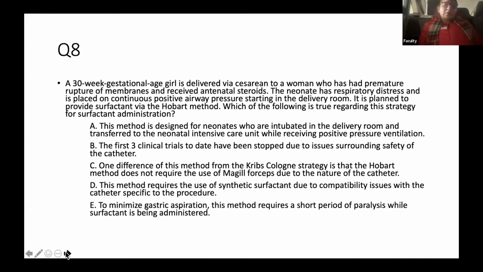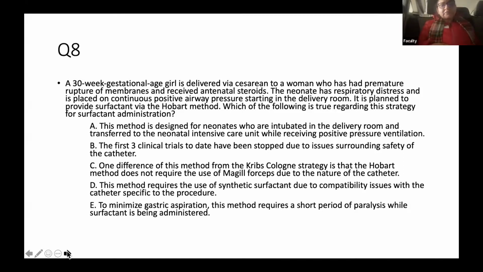Question number 8. A 30-week gestational age girl is delivered via cesarean to a woman who has had a premature rupture of membrane and received antenatal steroids. The neonate has respiratory distress and is placed on CPAP, starting in the delivery room itself. It is planned to provide surfactant via the Hobart method. Which of the following is true regarding the strategy of surfactant administration? A, this method is designed for neonates who are intubated in the delivery room and transferred to the neonatal intensive care unit while receiving positive pressure ventilation.